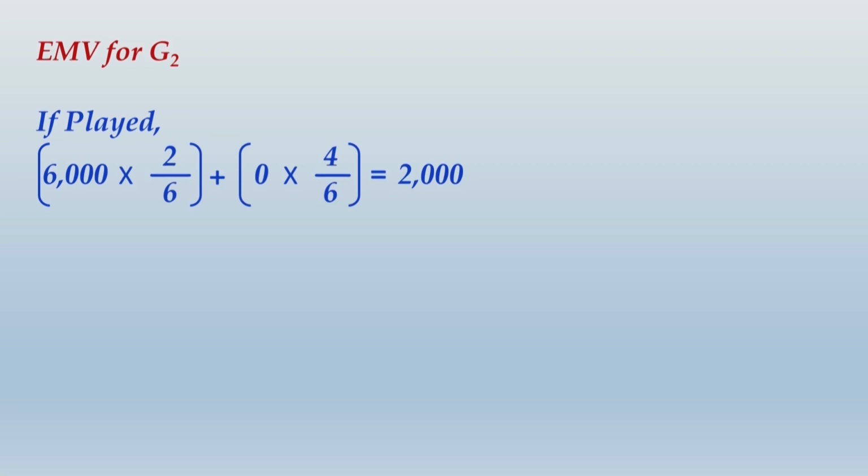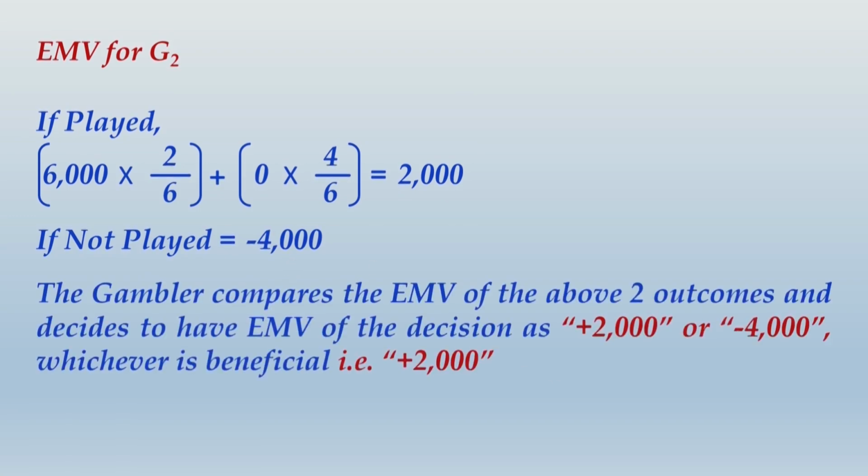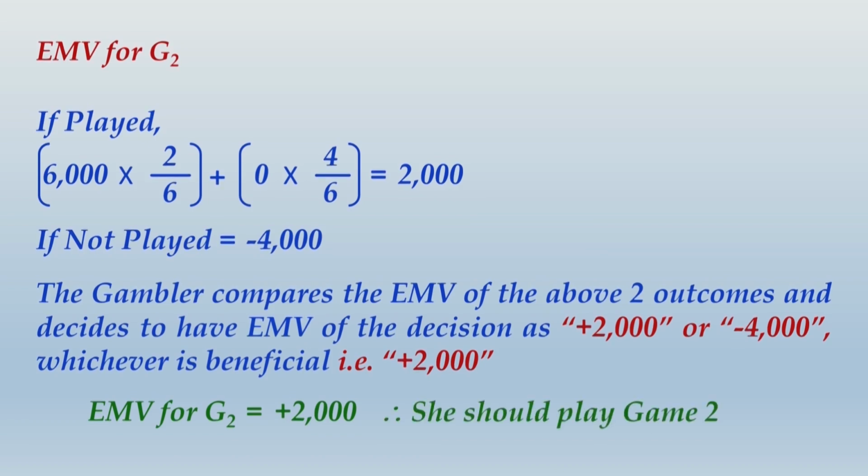EMV for G2, as I explained, if played, it will be 6,000 into 2 by 6 plus 0 into 4 by 6. When you make this calculation, it comes to positive 2,000. If not played, it is a negative 4,000. So obviously, when you compare these two values, positive 2,000 is better than negative 4,000. So we would say the gambler compares the EMV of the above two outcomes and decides to have EMV of the decision as plus 2,000 or minus 4,000, whichever is beneficial, that is positive 2,000. So EMV for G2 is positive 2,000, and we decide the strategy for the gambler that she should play game 2. So please write up this entire working and then I take you ahead.